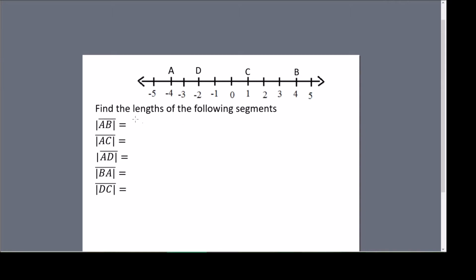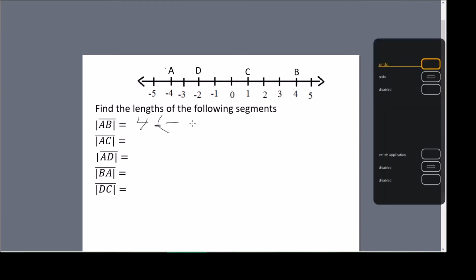Let's try it. All right, so the value of B according to this is 4. And I'm going to subtract because it's the difference of the 2 points, 4, and then A's value is, well, negative 4. So I'm going to have 4 minus negative 4. And then if I distribute the negative in, I get 4 plus 4. And that is equal to 8.